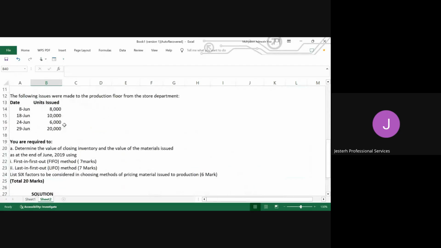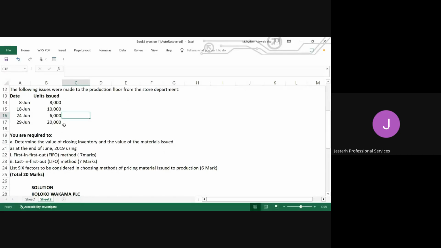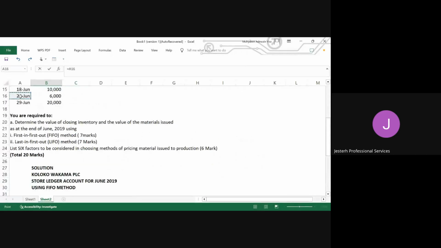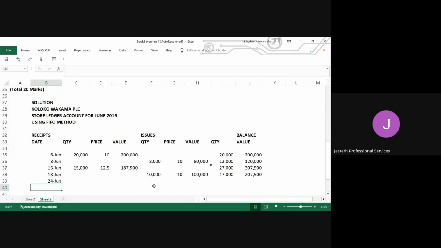Now, on the 24th, they issue out 6,000. Now come to this place. On the 24th, they issue out 6,000. Just come here, 6,000 units. Remember, this is where you have some little calculations to carry out.